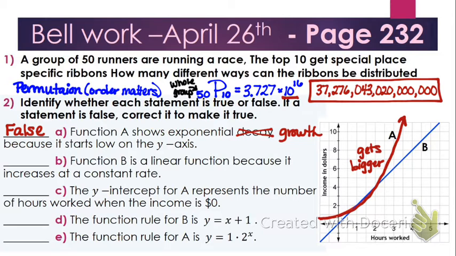Part B, function B, the blue one, is a linear function because it increases at a constant rate. True or false? That is true. The constant rate that it increases at, that is the meaning of slope. That's that constant rate.